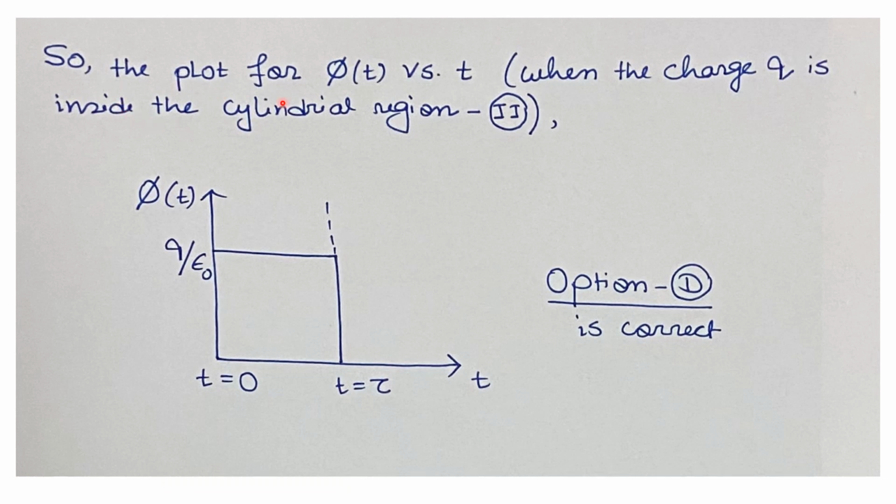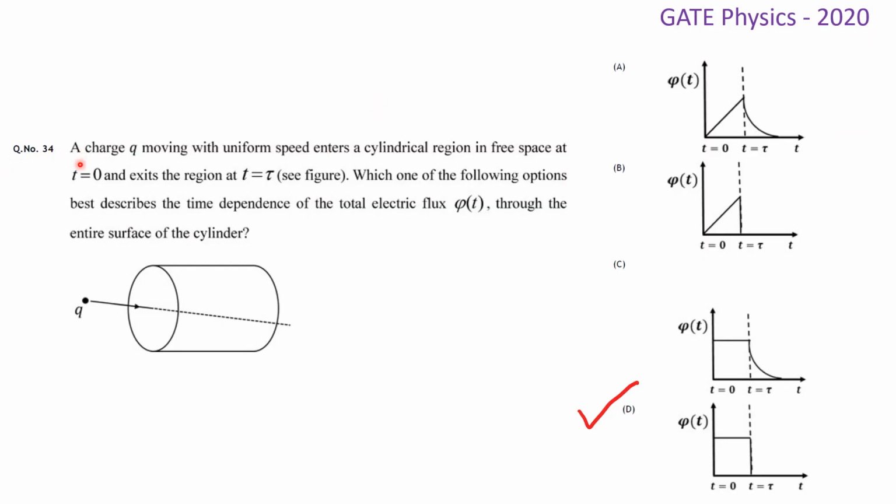So the plot for the electric flux phi as a function of t will look like this. So our electric flux is constant, that is q by epsilon naught, for the time interval 0 to tau, and it will be 0 after t equals tau. So option D is the correct option for this question. So we have discussed this problem and we found that option D is the correct answer for this question.